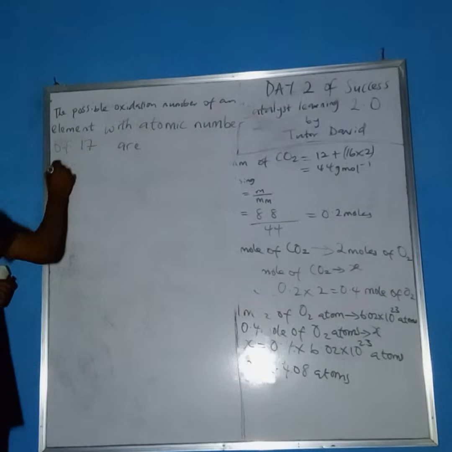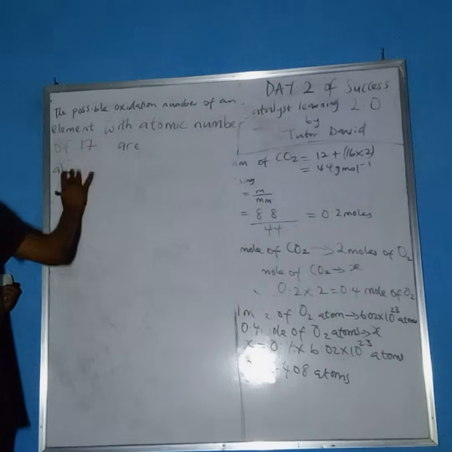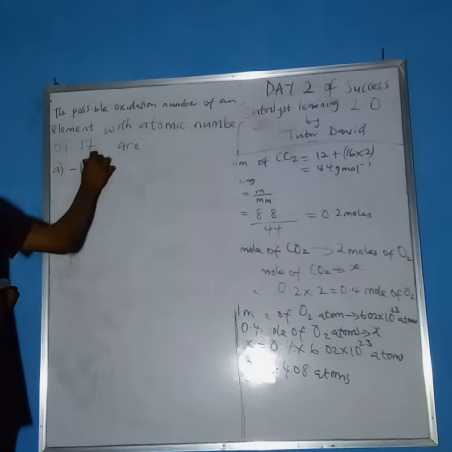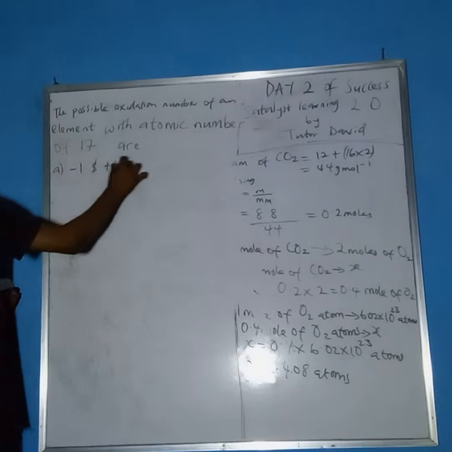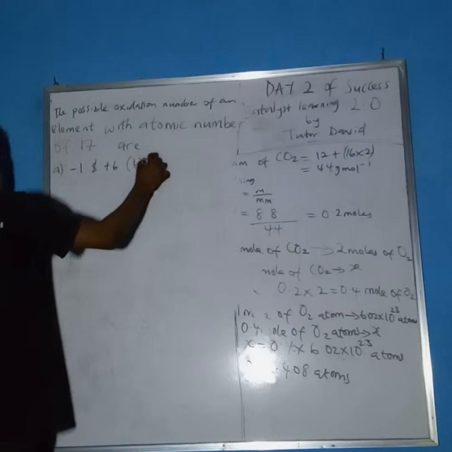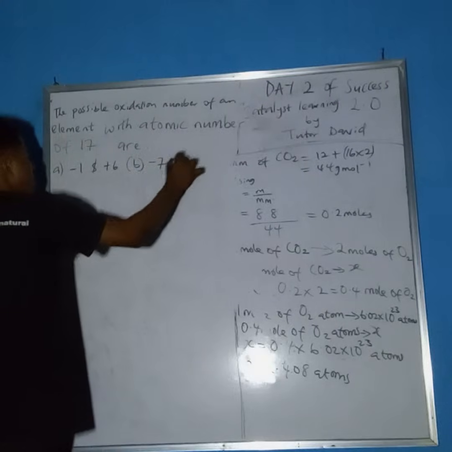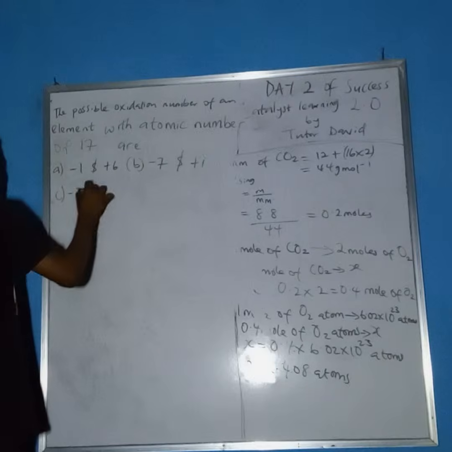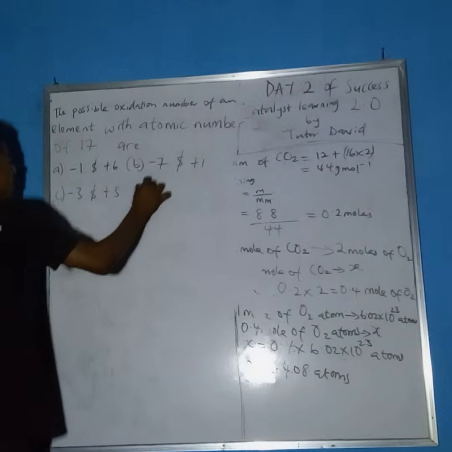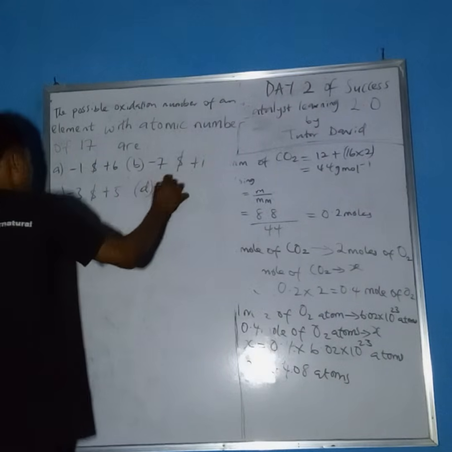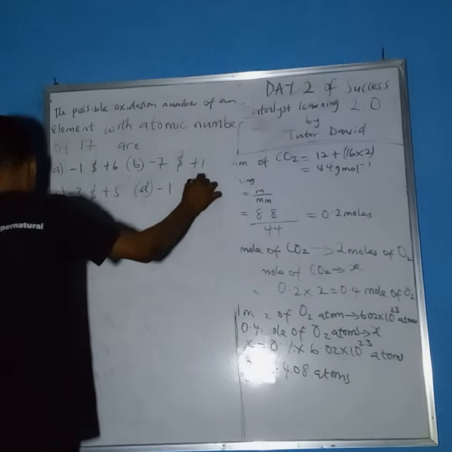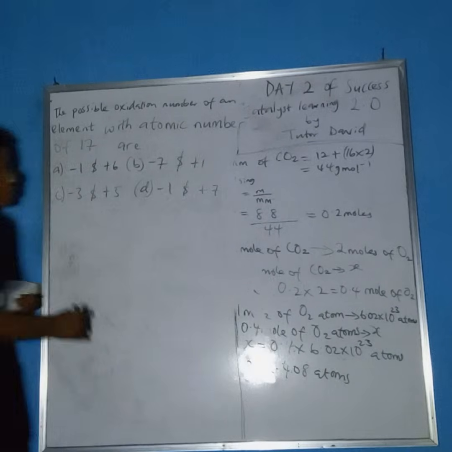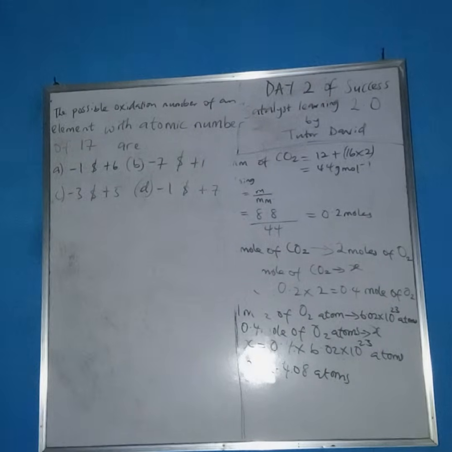Now they said option A is what? Minus 1 and plus 6. Option B is minus 7 and plus 1. Option C is minus 3 and plus 5. And then option D is minus 1 and plus 7. So how do we do this? It's not even hard at all. Okay. So they said possible oxidation number. First of all, the important thing here is the element with atomic number 17.